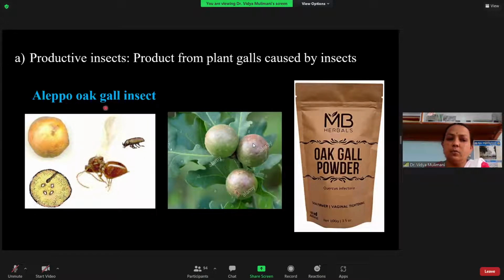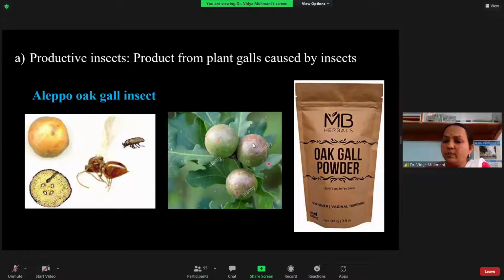We have the oak gall. So it is an Aleppo oak gall insect. Here you can see they're very tiny insects. Okay. So when they feed on the plant, this gall insect mainly feeds on the leaf. So here you can see this entire thing is a leaf. When this gall insect, especially the female, makes an injury for laying the egg, during that time, what happens? There is a formation of a gall. So this is an extra growth. This is called a gall.